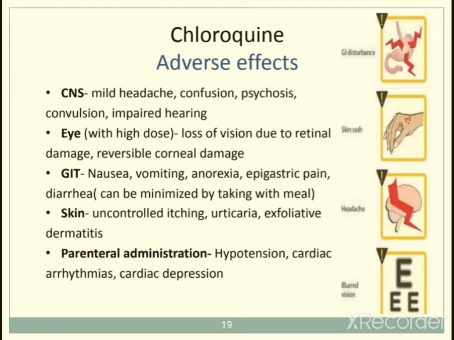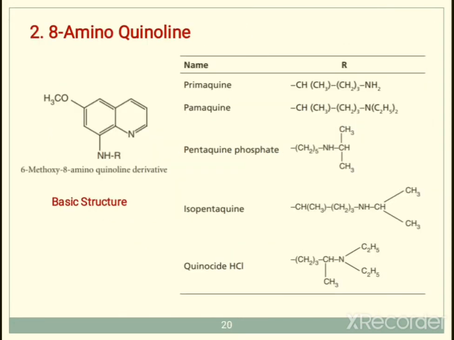Okay, so now further we'll start with the second major class, that is 8-aminoquinoline. The first major class is 4-aminoquinoline. At the 4 position there is amino substitution. Now in case of 8-aminoquinoline, at the 8 position there is amino substitution. So you can see the basic structure.